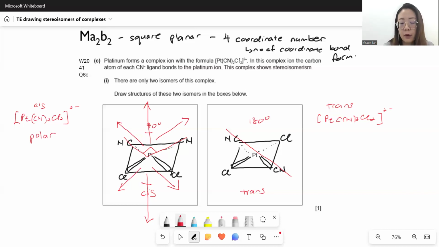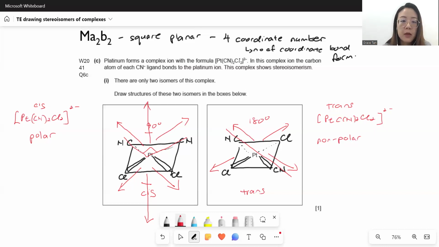Whereas on the right-hand side, for your trans isomer, your 2 chlorine with the same electronegativity, their dipole moment will cancel off each other. And for the 2 cyanide, with the same electronegativity, the dipole moment also cancel off each other. Hence, we know that this is a non-polar complex.